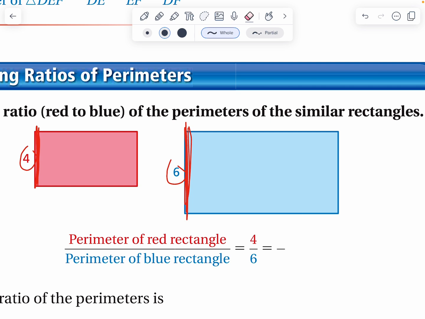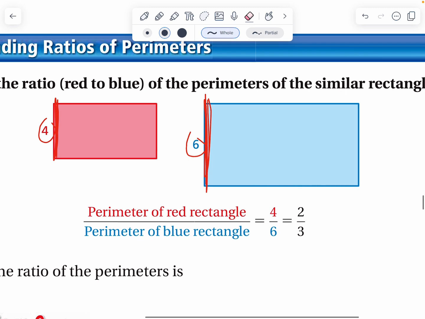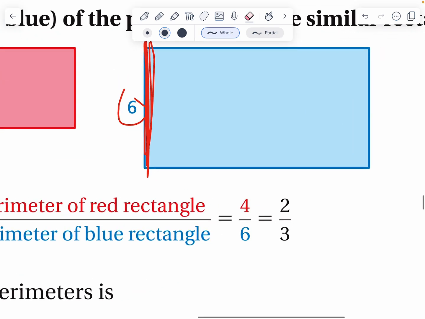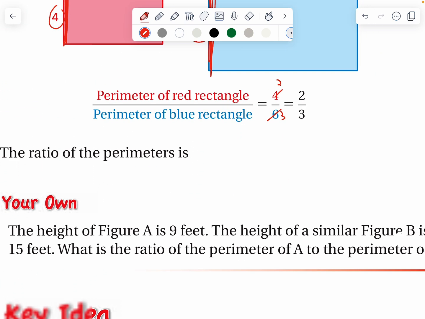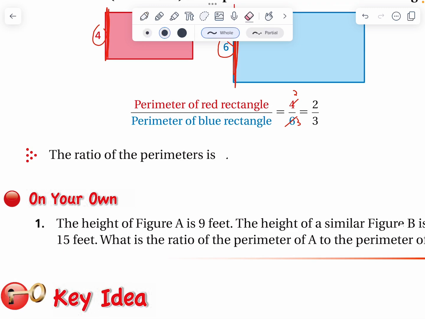All we know is that 4 over 6 reduces down to 2/3. It's not asking us for the specific measurements of the two rectangles, just the ratio. The ratio should be 4/6 reduced. You divide by 2 and divide by 2, and you get 2/3. So the ratio is 2 to 3.